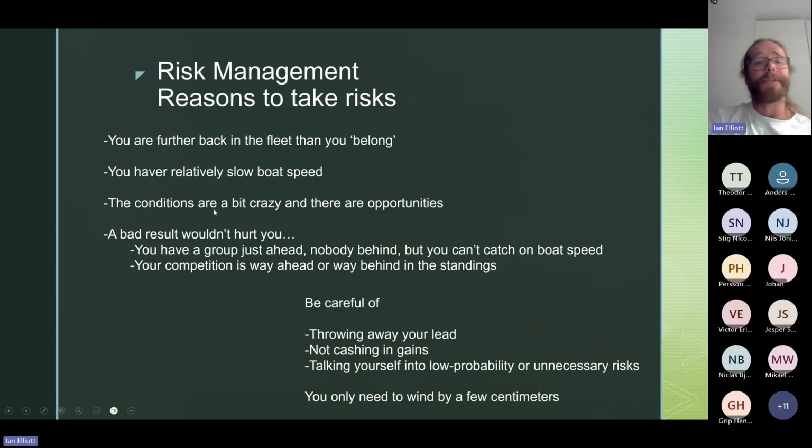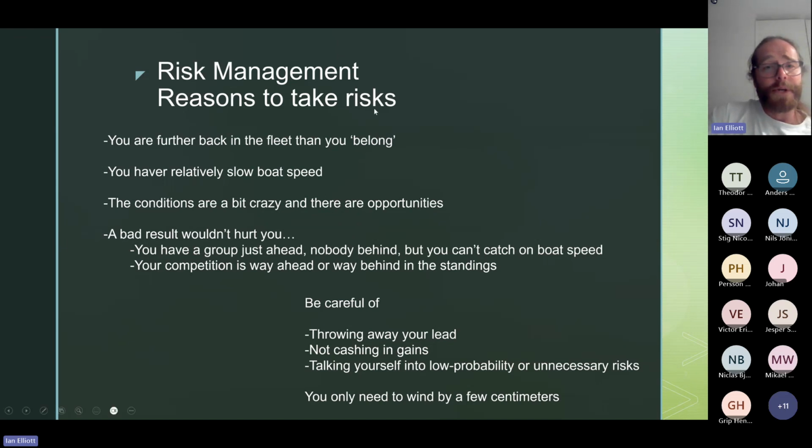Also, if the conditions are wild, like there's local giant gusts and big shifts, on a heavy air day, you just can't protect against someone getting a sudden 5-knot gust and letting people sail around you. So you have to also keep playing offense, keep taking risks, keep looking for opportunities to pass other boats if the conditions are crazy and dramatic.